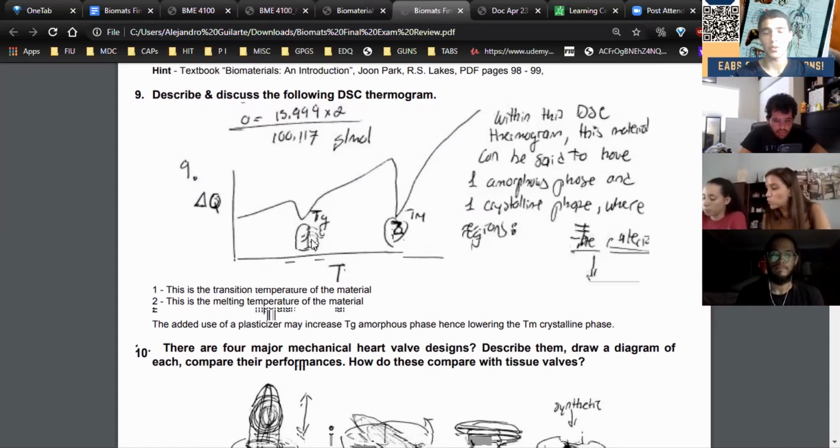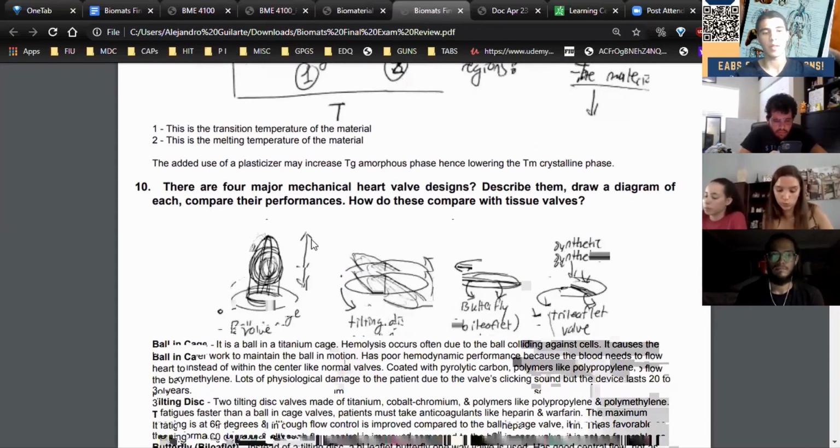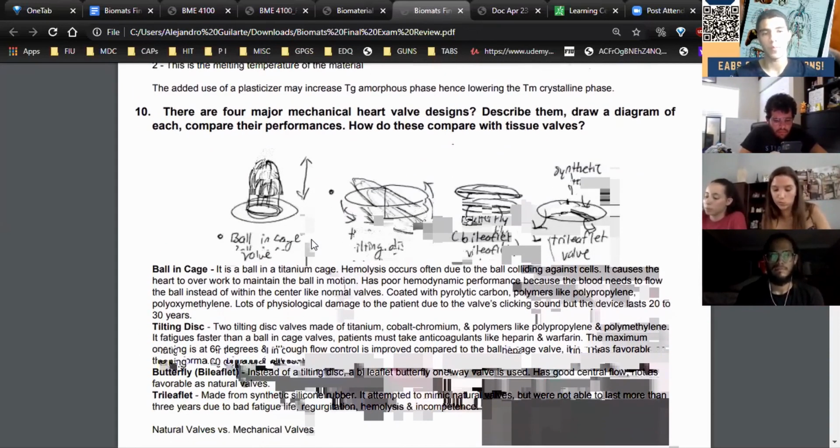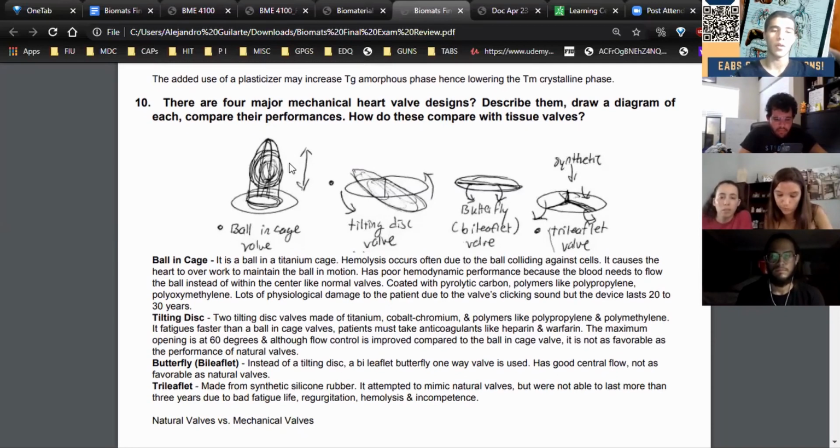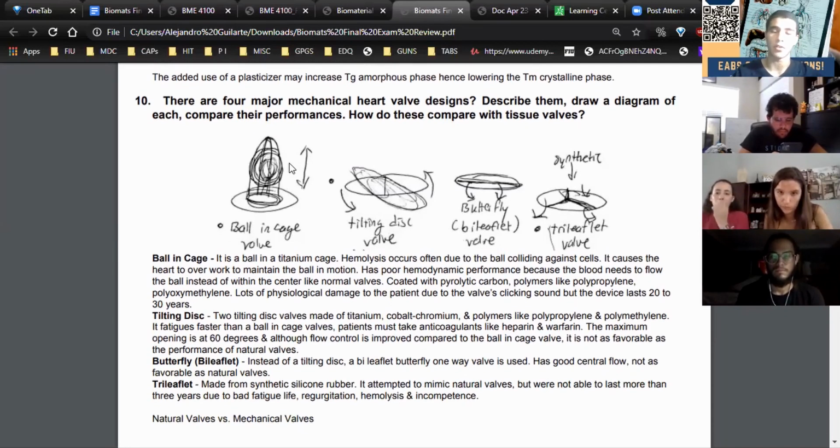So you can give those descriptions, and that should suffice for that one. For number 10, he said it was big for this one, and he goes a lot over in detail in class, at least for when we had it, and in the book. There's a lot you can read up on it. So some mechanical devices used, although these are just 4 out of the many listed in the book, are the ball and cage, tilting disc, the butterfly, and the tri-leaflet.